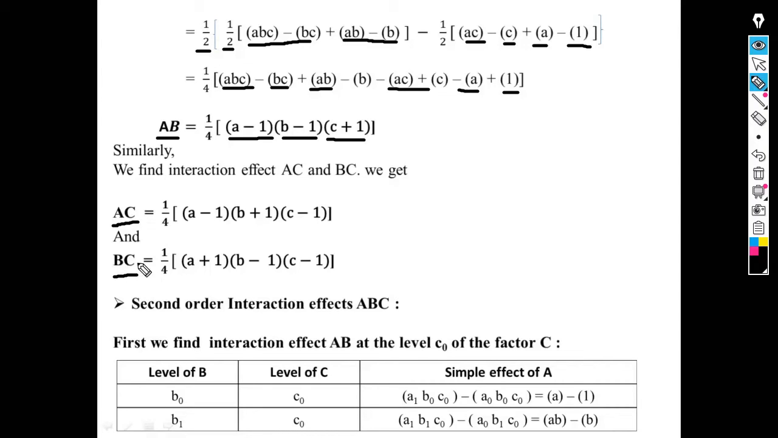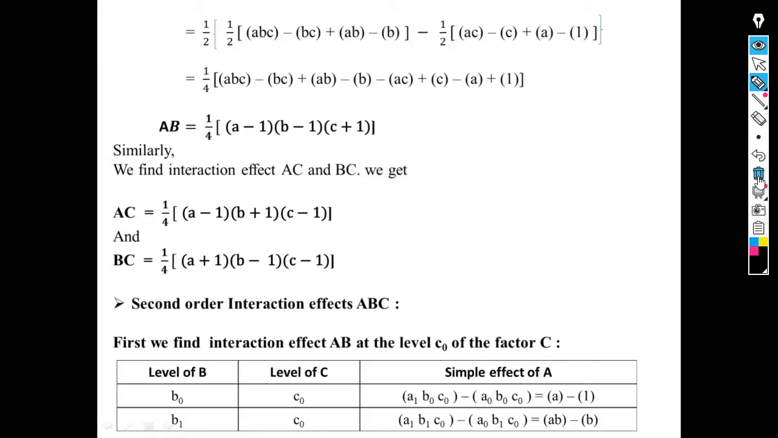It is denoted by BC and it is 1 by 4 A plus 1 B minus 1 into C minus 1, and AC is 1 by 4 A minus 1 B plus 1 into C minus 1. So this is for the interaction effect. This question is for your homework: find out interaction effect AC and interaction effect BC.